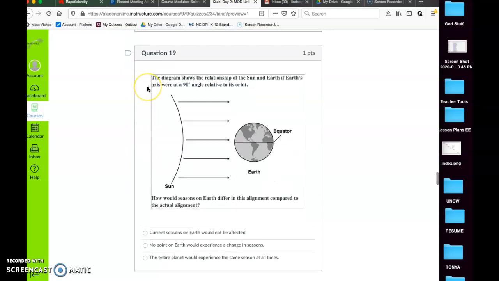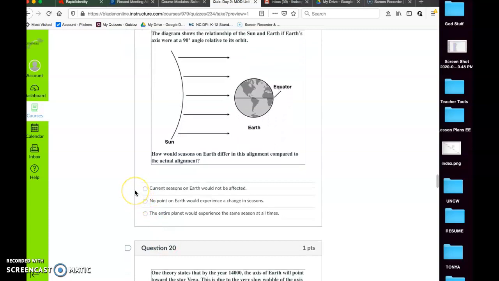Question 19. The diagram shows the relationship of the Sun and Earth if Earth were at a 90-degree angle relative to its orbit. How would seasons on Earth differ in this alignment compared to the actual alignment? So compared to what we have right now, how would this be different? Specifically the seasons. Current seasons on Earth would not be affected, or no point on Earth would experience a change in seasons, or the entire planet would experience the same season at all times.